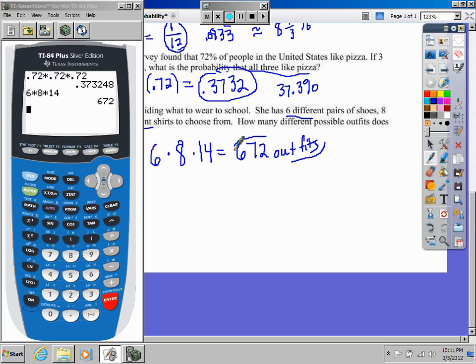Okay, you could have a problem like this when you're going out to eat, where you have the same numbers: 6 different entrees, 8 different drinks, and 14 different desserts. Then you could have 672 different meals. Same type of thing. So you multiply when you have a combination problem just like this.